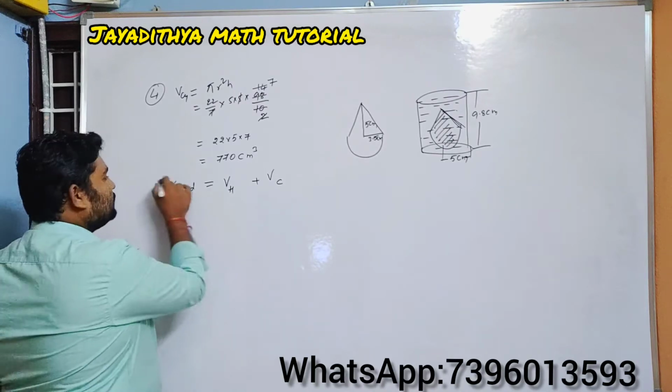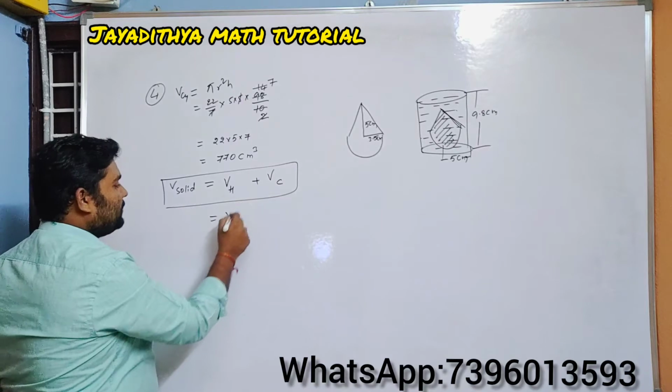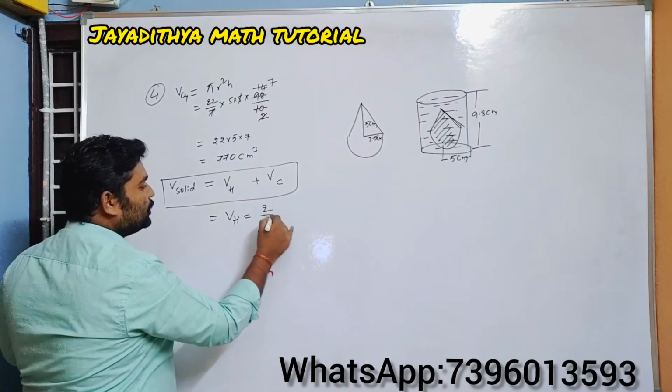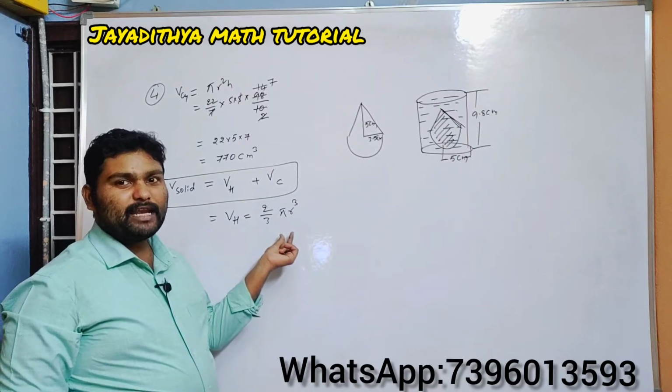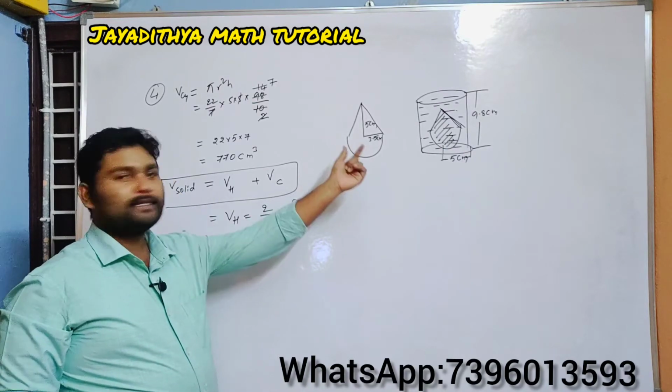Now you do this one. What is the volume of the hemisphere? The volume of a hemisphere is 2/3 pi r cube. The value of pi is given as 22/7 and the r value is 3.5.